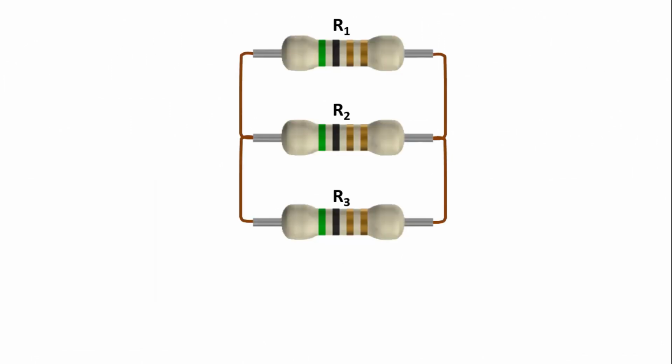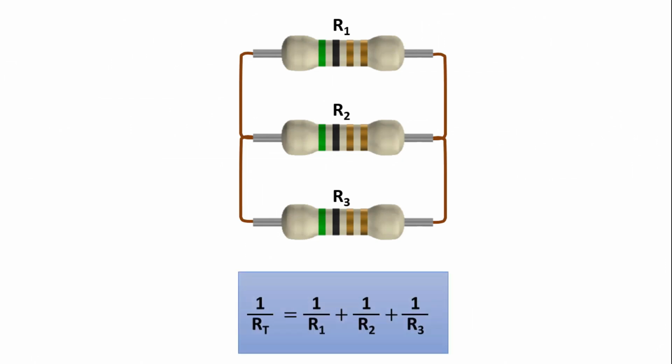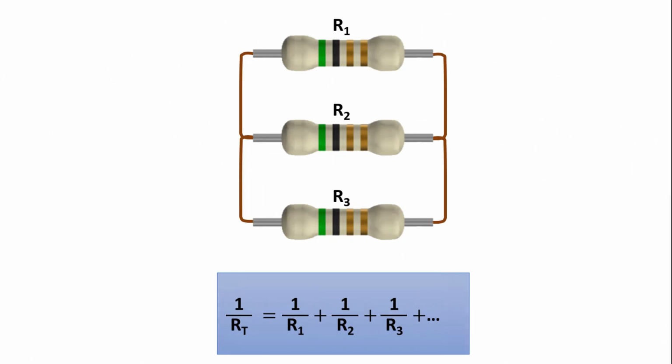In parallel circuits, we find the total resistance by adding the inverses of all resistances. If we name the resistors here as R1, R2, and R3, the total resistance will be 1/RT = 1/R1 + 1/R2 + 1/R3. Total resistance is shown as RT. We can find the total resistance by adding the inverses of all the parallel resistances.